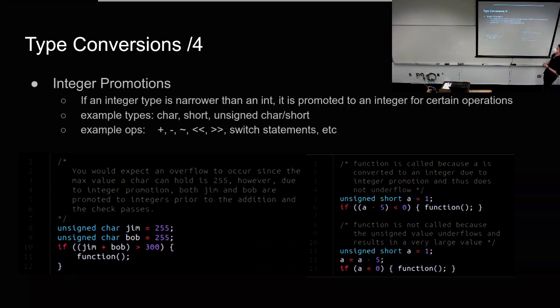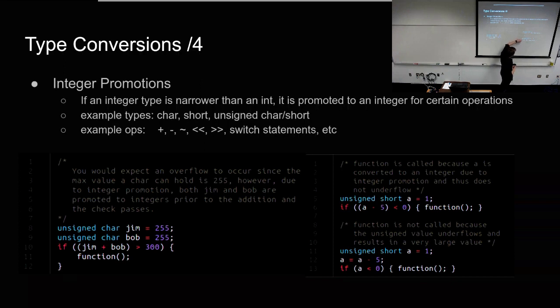So here's pretty much the exact, very similar behavior. We declare unsigned short A. We would expect it to underflow because the minimum value for unsigned shorts is 0. It is, however, promoted to an integer, and there's no underflow. It can lead to some very weird behavior. And finally, in this case, the function is not called because we said we declare an unsigned value.